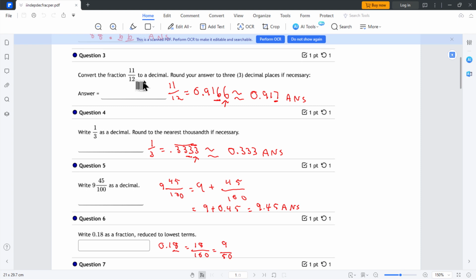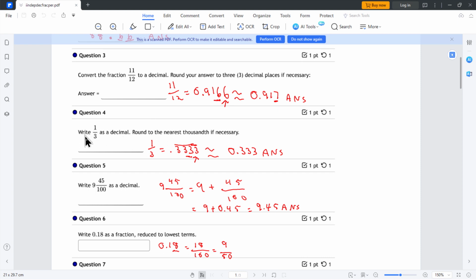Convert the fraction 11/12 to a decimal. Round your answer to 3 places if necessary. And in this case, I have 11/12. I use my calculator and divide it out. It went out 4 places. So there's my thousandths place, and there's my check digit. End up rounding up to 0.917 for my answer.